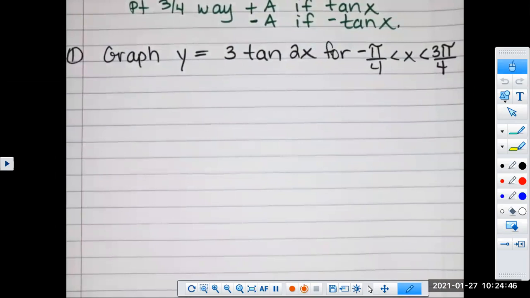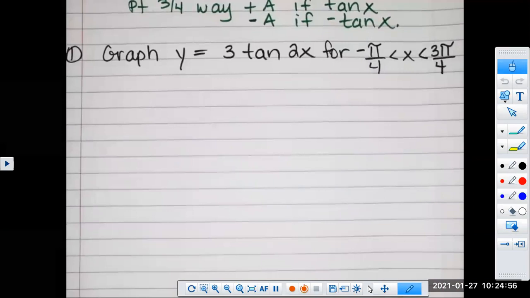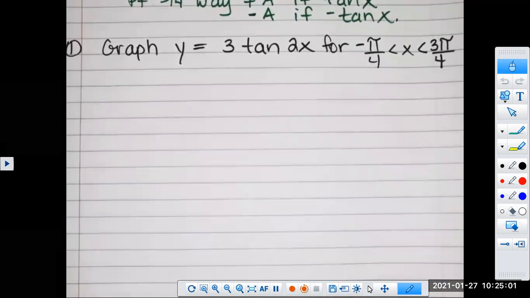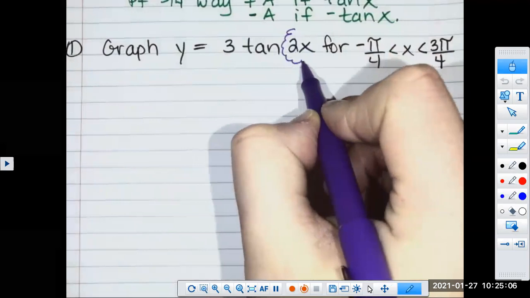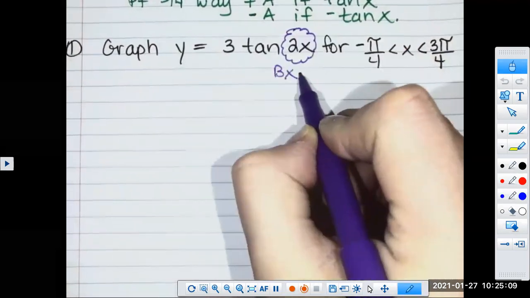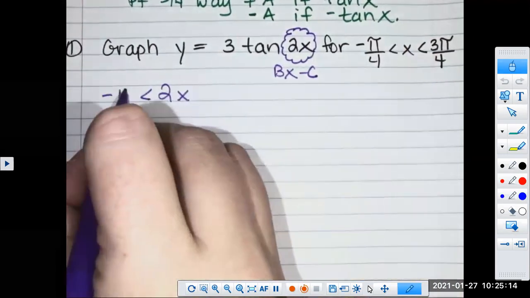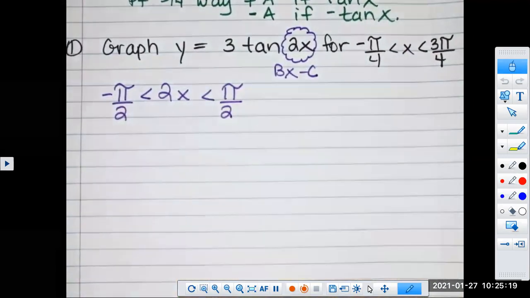So in some cases, they're going to tell you actually what particular periods they want you to graph tangent, cotangent, cosecant, secant in, and that's what you have here. The first thing we're going to do, of course, is find where a pair of asymptotes would be. So you're going to take what follows tangent, what's in bx minus c's spot, and you're going to plug that in between negative pi over 2 and positive pi over 2. Create a compound inequality to solve.